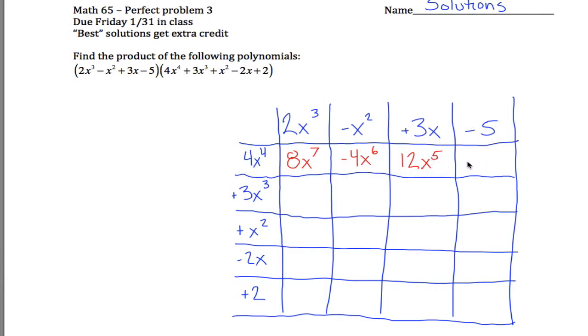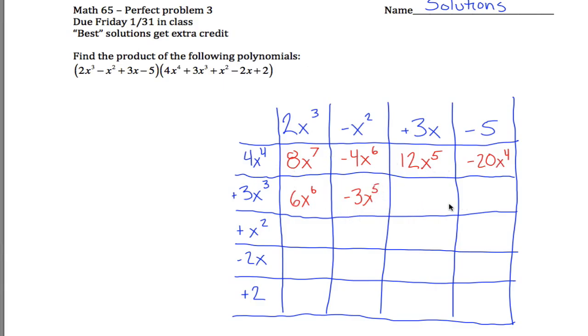4 times negative 5 is negative 20. And I don't have any x's up here, so I just have my x to the 4th from down here. I'll repeat that on the next row. 3x cubed times 2x cubed is 6x to the 6th power. 3x cubed times negative x squared is negative 3x to the 5th power.